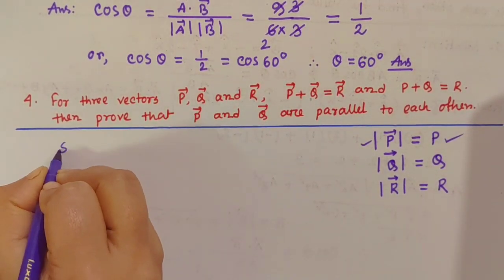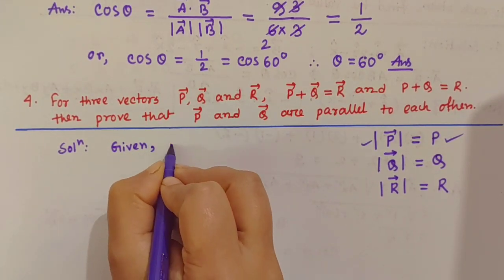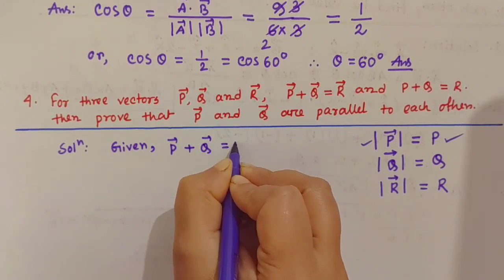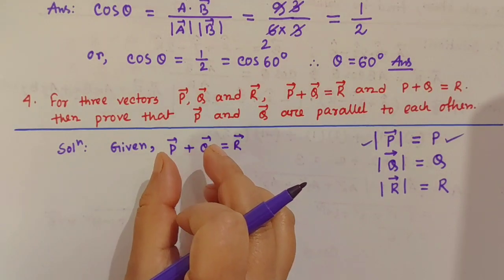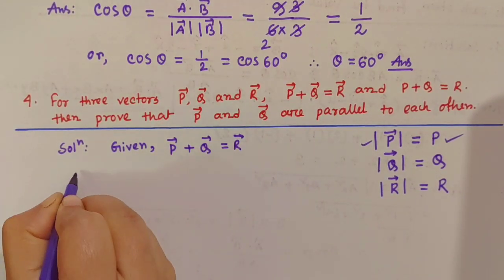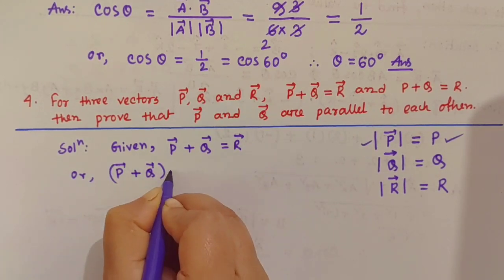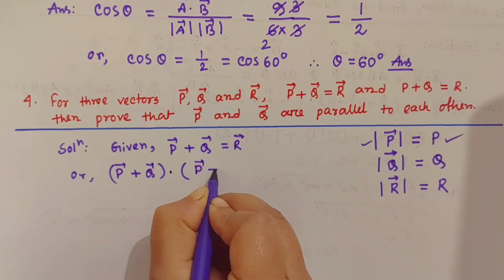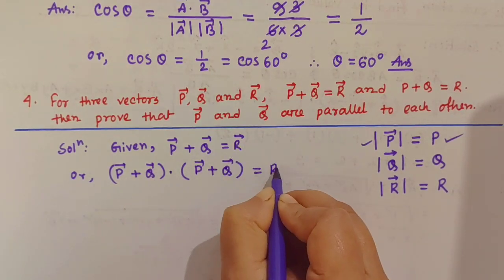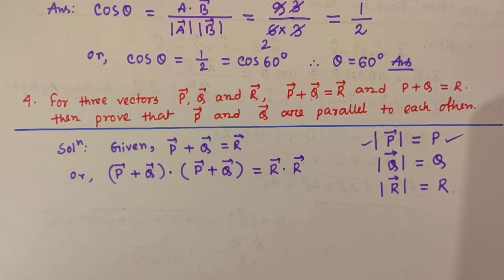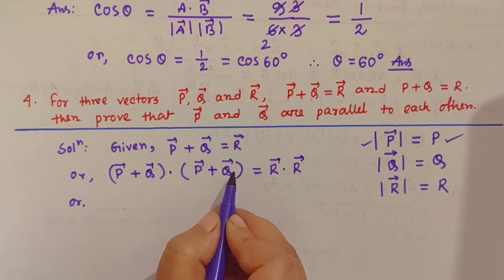So first we have to write, given P vector plus Q vector is equal to R vector. Now if we take the dot product of this with the same vector, we write P vector plus Q vector dot P vector plus Q vector is equal to R dot R. Or in the next line, A plus B dot A plus B means A plus B whole square.